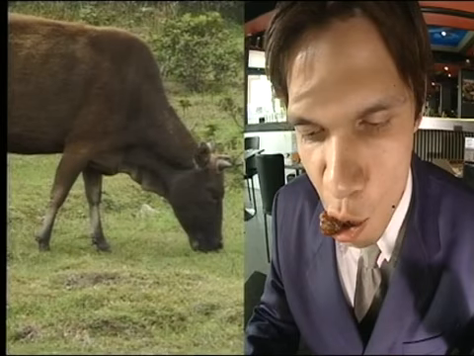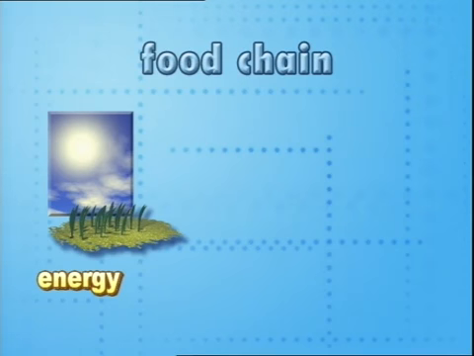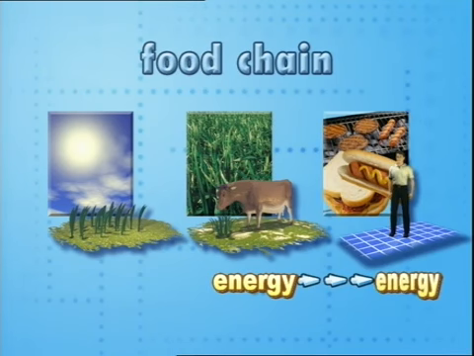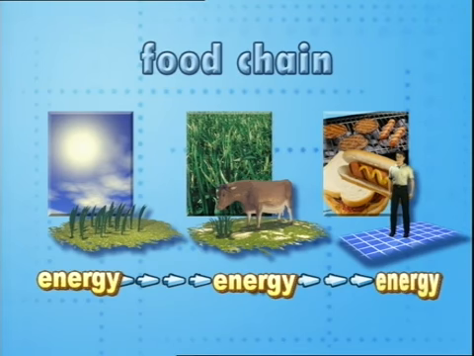This example shows that while a cow eats grass, a man eats beef, which is the flesh of a cow. The energy fixed by grass through photosynthesis is passed to the cow. The energy stored in the cow is eventually passed to the man. This pathway of energy transfer is called the food chain.